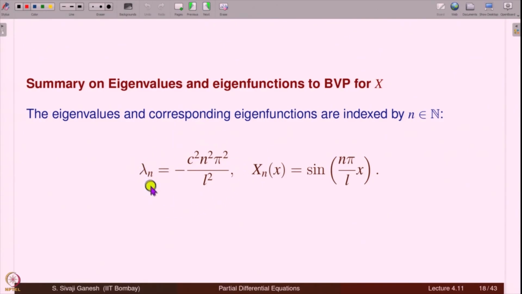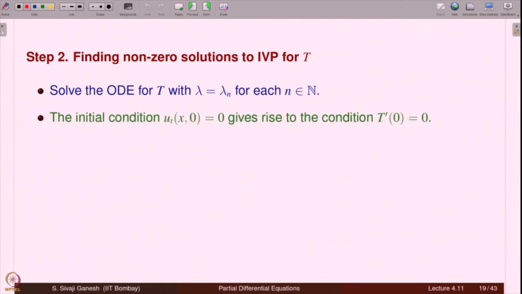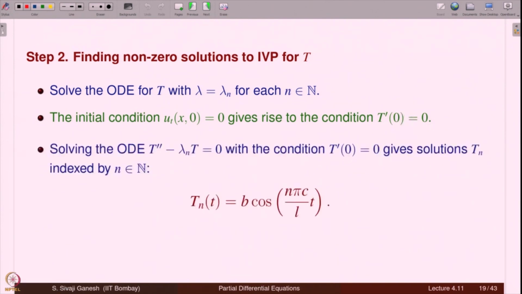Now, for each of such n, we have to solve the initial value problem for t. So, solve this ODE for t with lambda equal to lambda n for each n. The initial condition ut of x 0, as we already discussed, gives us a condition t prime 0 equal to 0. Therefore, the solution of t double dash minus lambda n t equal to 0 with t prime 0 equal to 0 gives us t n equal to b cosine of n pi c by l into t.